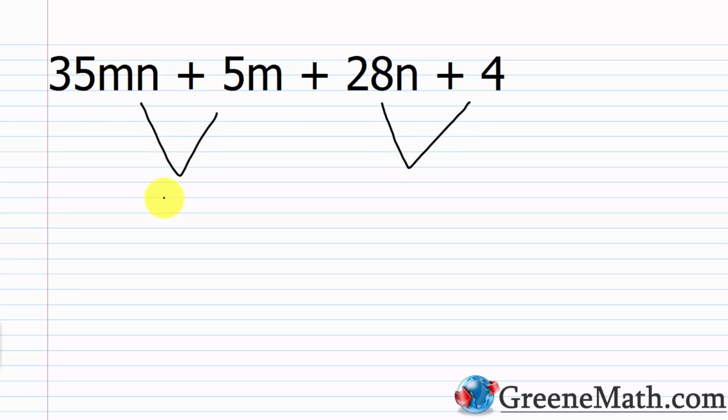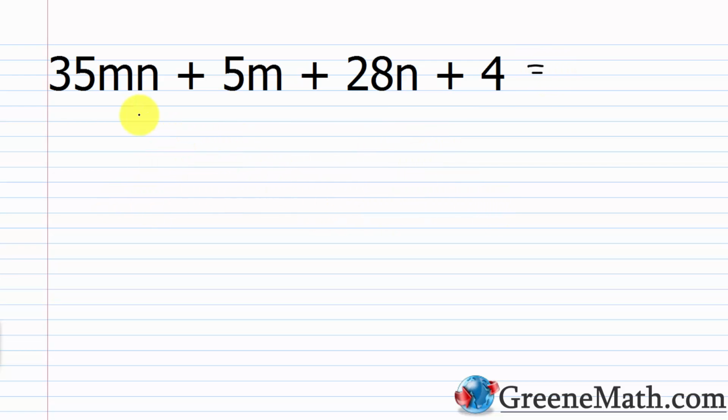So if I pulled out a 5m, what would I have here? Well, this would be 7n, and this would be 1. If I pulled out what's common in both, which is 4, this would be 7n, and this would be 1. So that's exactly what we need. So let's go ahead and do that.